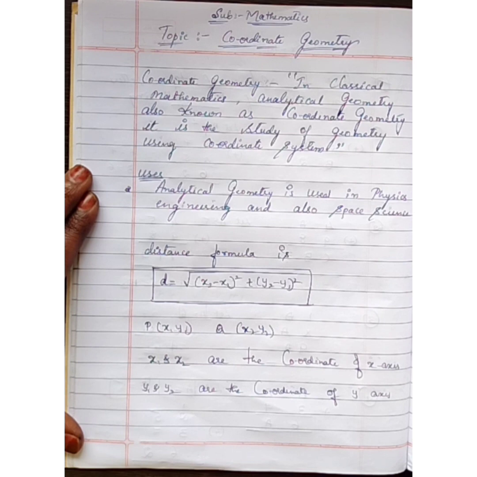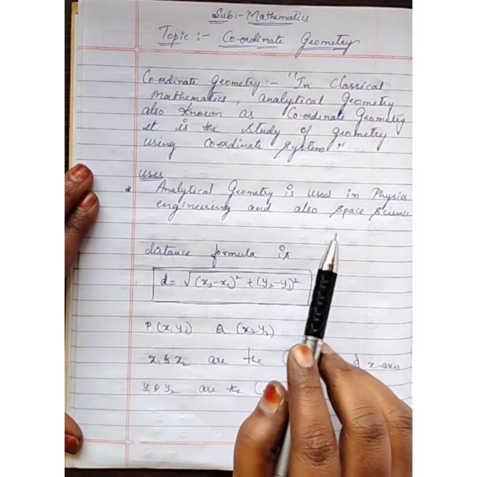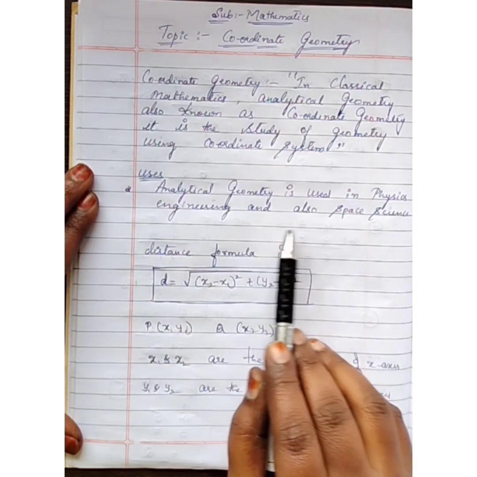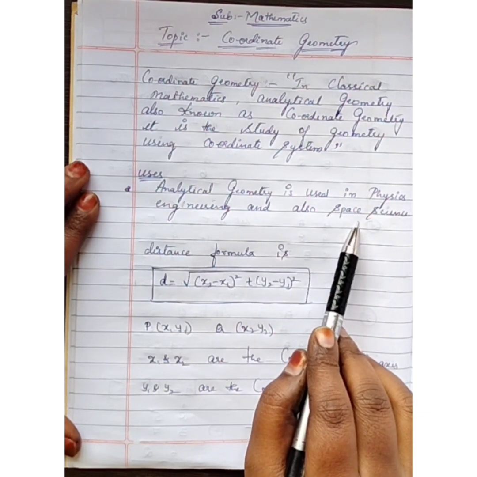Okay, in a graph, two axes will be there, x-axis and y-axis. The points which are present on the x-axis are called x-coordinates and the points which are present on the y-axis are called y-coordinates. What are the uses of coordinate geometry? Coordinate geometry is highly useful in the field of physics, engineering and also in space science.